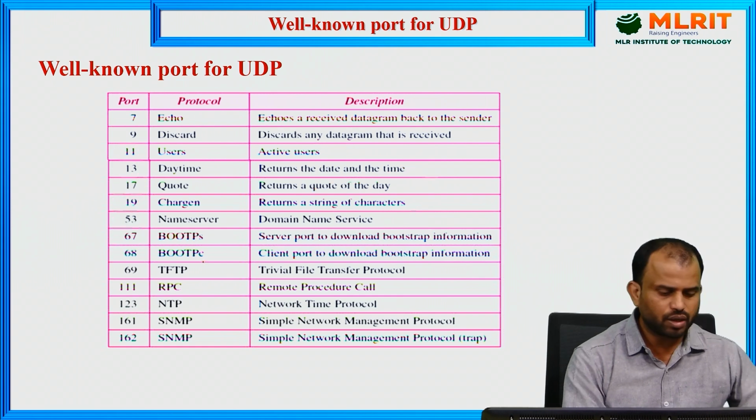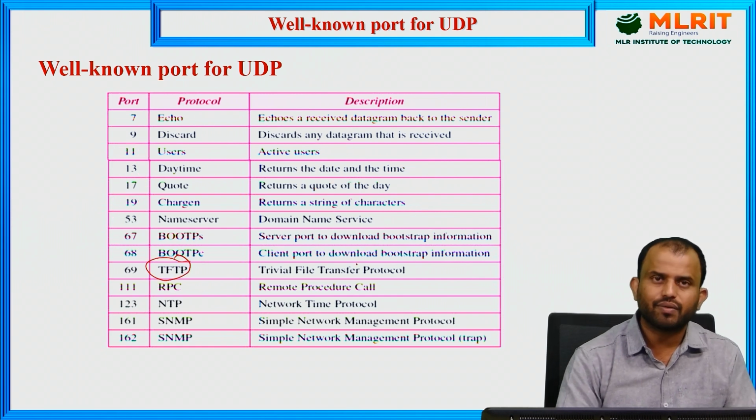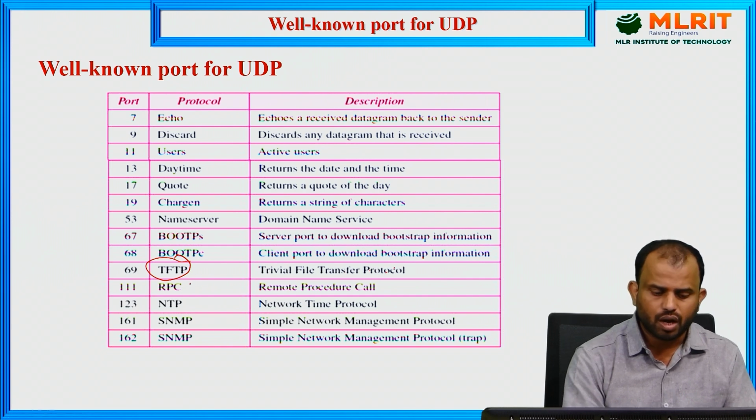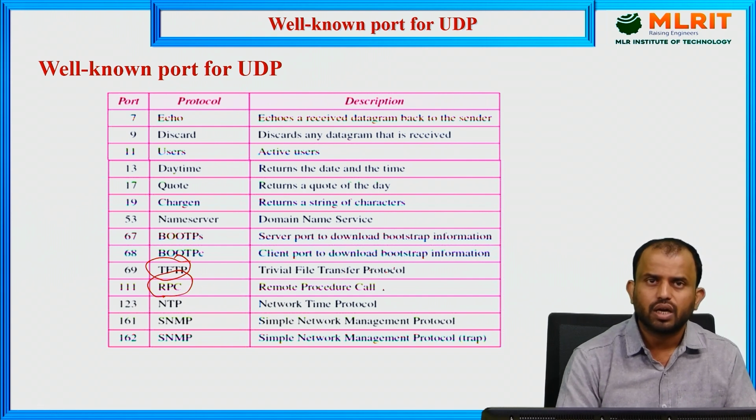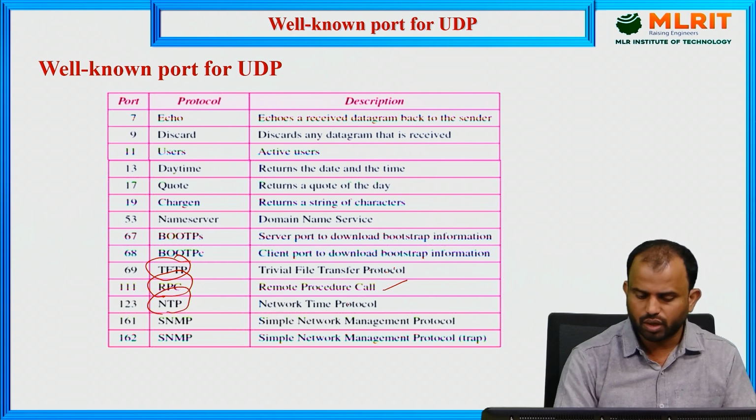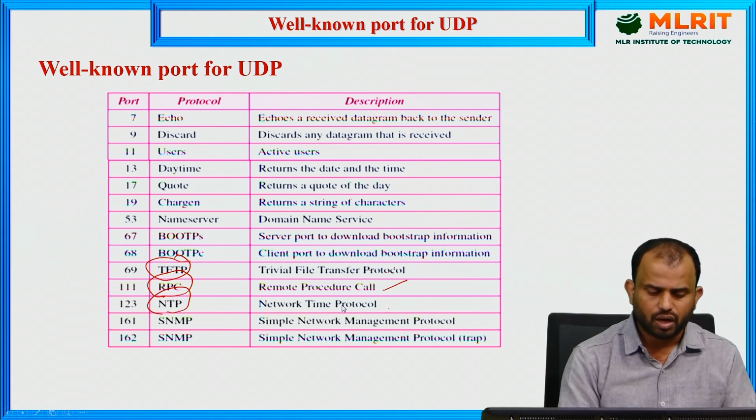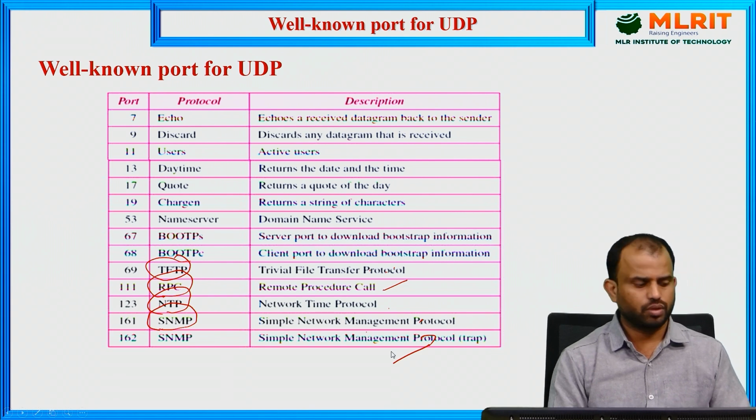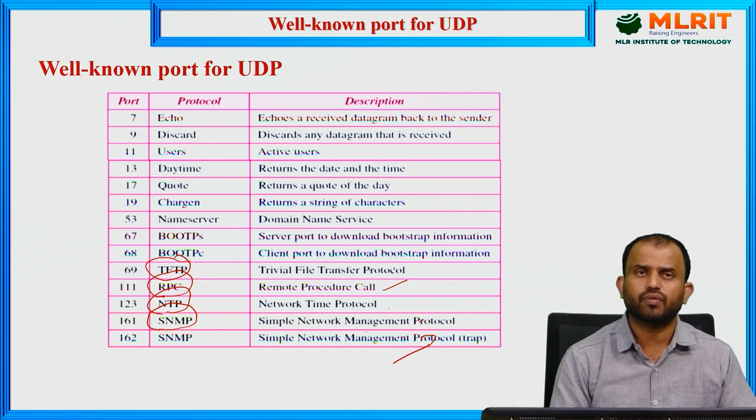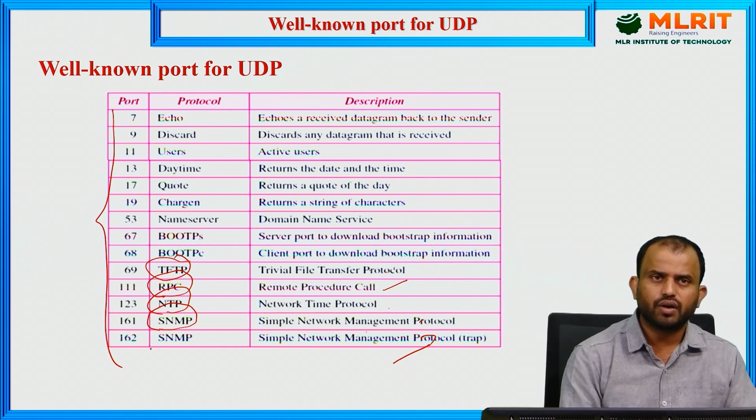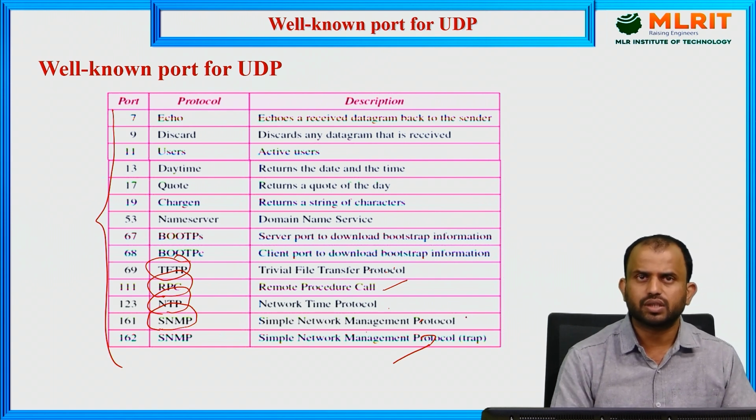And similarly TFTP, Trivial File Transfer Protocol, and similarly RPC, which we call remote procedure call services. And NTP, which is Network Time Protocol. And the next one is SNMP, Simple Network Management Protocol, which is a trap kind of protocol only. So these are the well-known ports of the UDP protocol. We have n number of ports available, and each and every port is used for a particular application scenario.